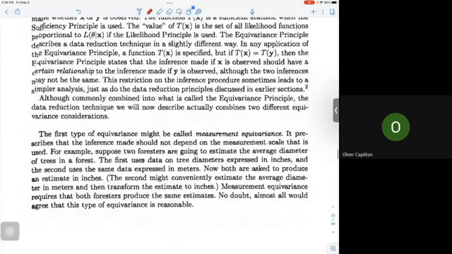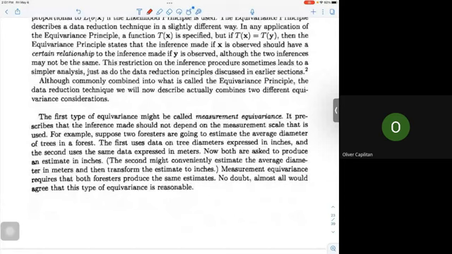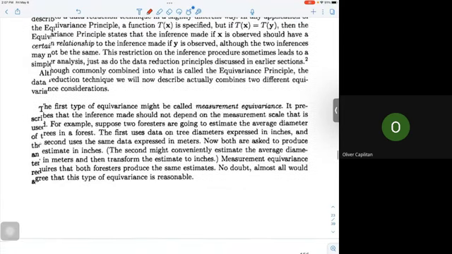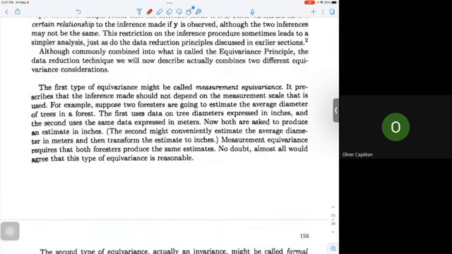Okay, so although commonly combined into what is called the equivariance principle, the data reduction technique we will now describe actually combines two different equivariance considerations. So the first one, we have the measurement equivariance. It says that the inference made should not depend on the measurement scale that is used.